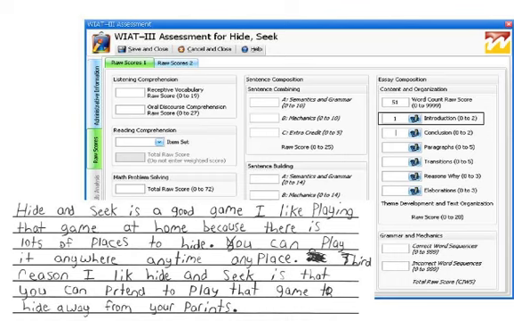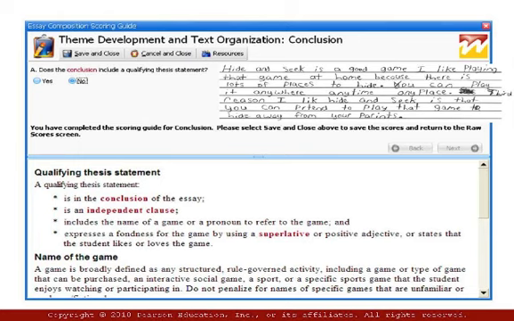This essay comes to an abrupt end. It does not include a concluding statement. So click on your little taskbar for conclusion and answer the questions. And the first question is going to be whether or not there is a qualifying thesis statement. Does the conclusion include a qualifying thesis statement? The answer is no. You're done. You've completed the scoring guide for conclusion.